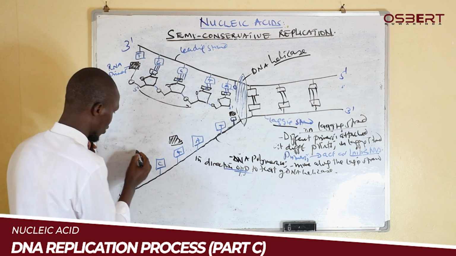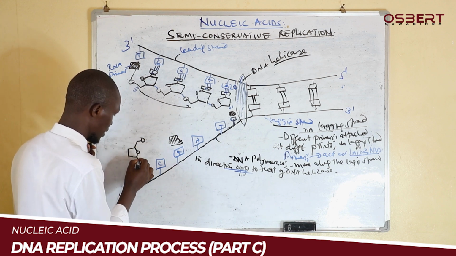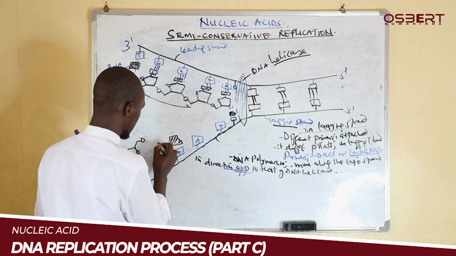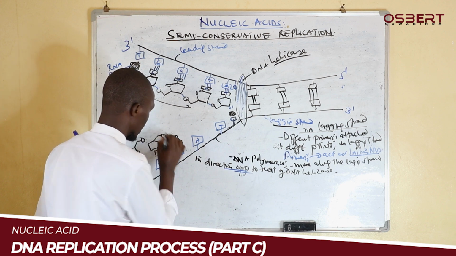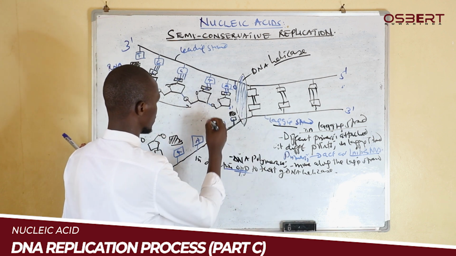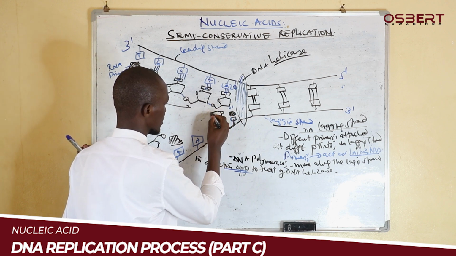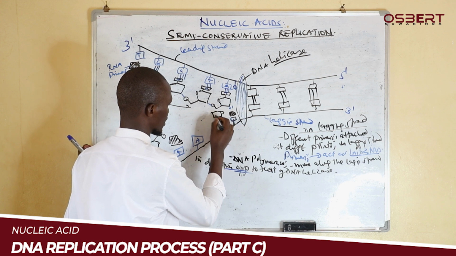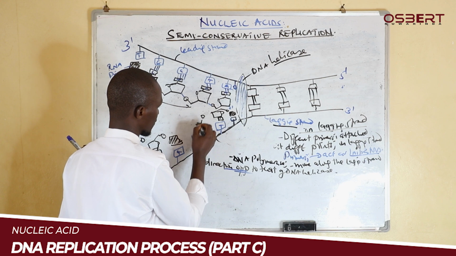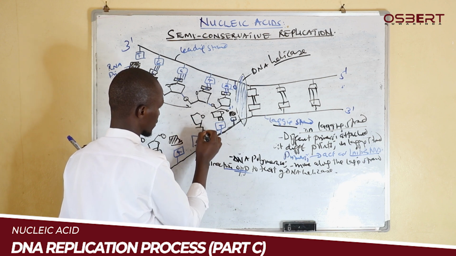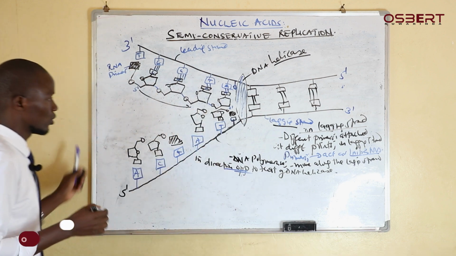So it means here I'll have a pentose sugar, a phosphoric acid and a nitrogenous base. I have a pentose sugar, a nitrogenous base and a phosphoric acid group. Then I have a pentose sugar, a nitrogenous base and a phosphoric acid group. I have a pentose sugar, a nitrogenous base and a phosphoric acid group, like that.